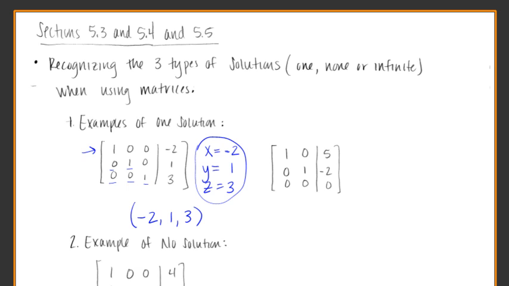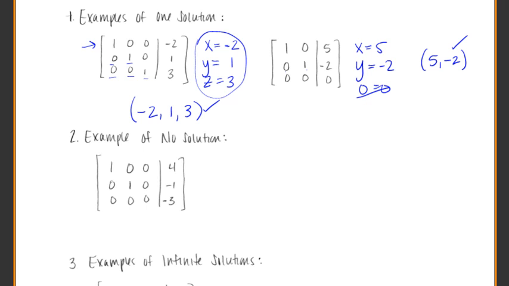If I go to this next one, it's saying x equals 5. The second row is telling me 0x, so y is equal to negative 2. And this third row isn't really giving me anything. It just says 0 equals 0. That's true, but it's not really giving us any answers. And so my solution to this one would be just 5, negative 2. Okay, and there again, it's just one answer. Now, what would it have to look like to get no solution?